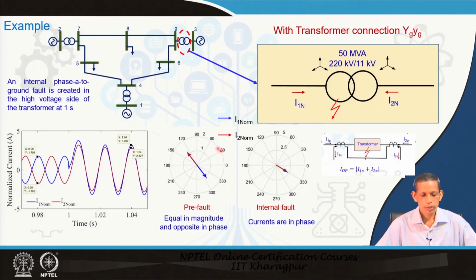So, coming to two applications for that 9 volt system and transformer, now suppose an internal fault, a phase A to ground fault, is being created at 1 second, and then we see the corresponding phasors, the normal edge current, secondary current in the CTs which you have selected for the high voltage and low voltage side.